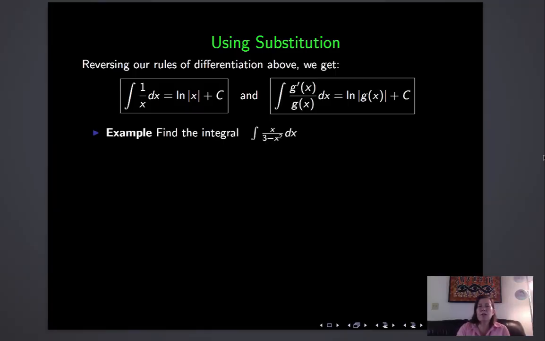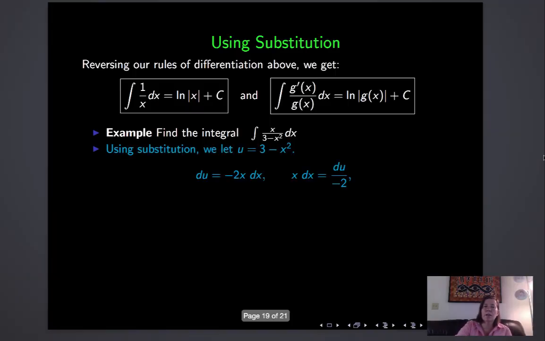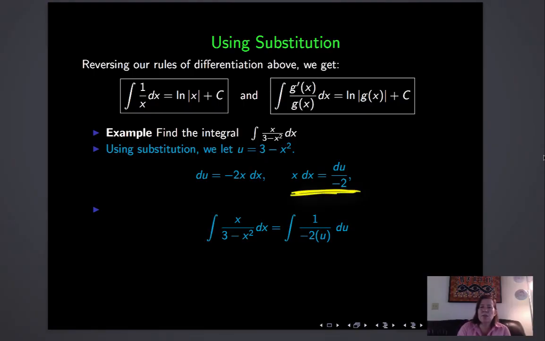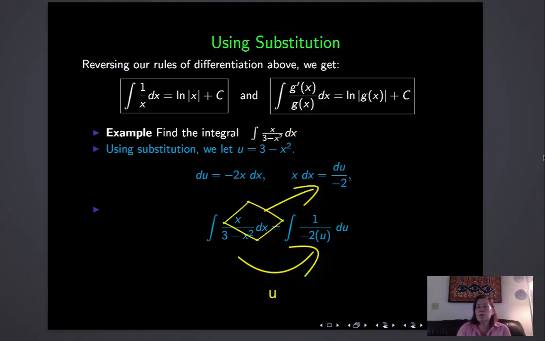Suppose I want to find this integral, the integral of x over 3 minus x squared dx. Well, a natural substitution to make would be u equals the denominator here, 3 minus x squared, and I have du equals minus 2x dx, or x times dx, which I want to replace in that integral, is du over minus 2. And now I can replace everything by something involving a u. x dx is minus du over 2, and 3 minus x squared is u, and I end up with the integral of 1 over minus 2u du. And now this is easy.